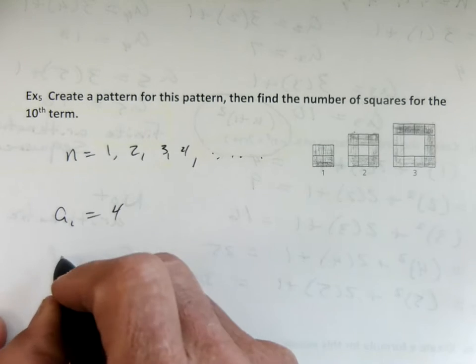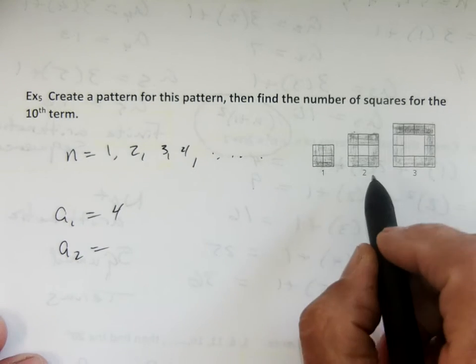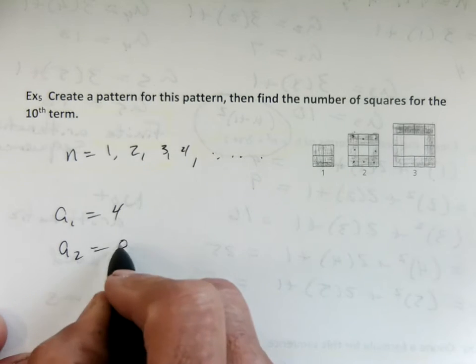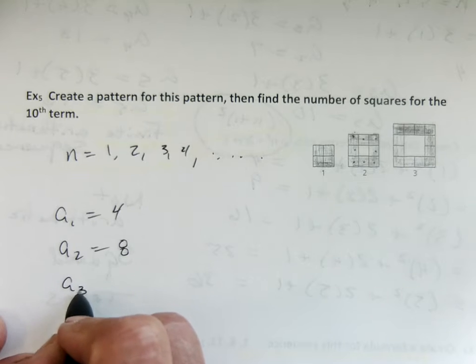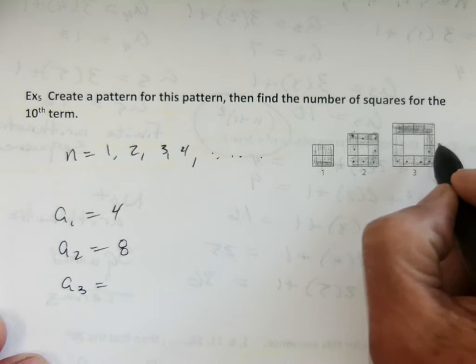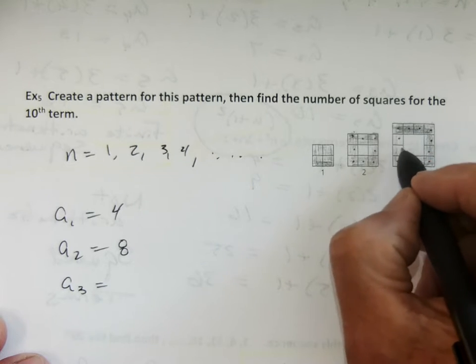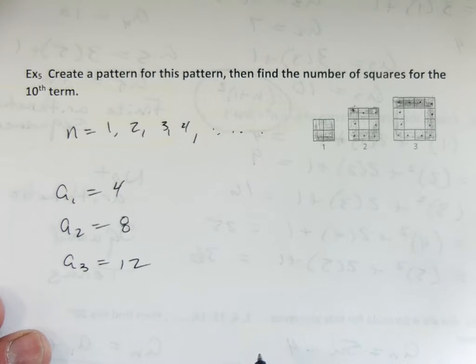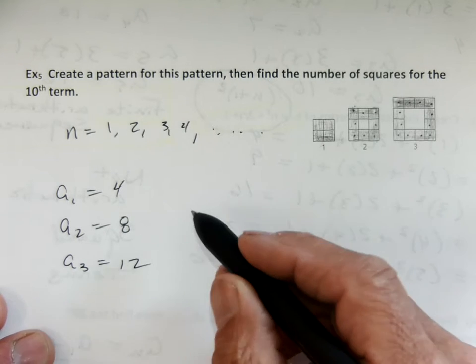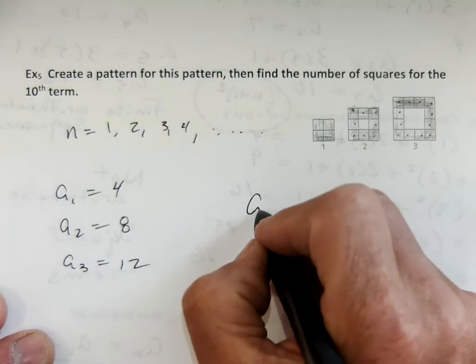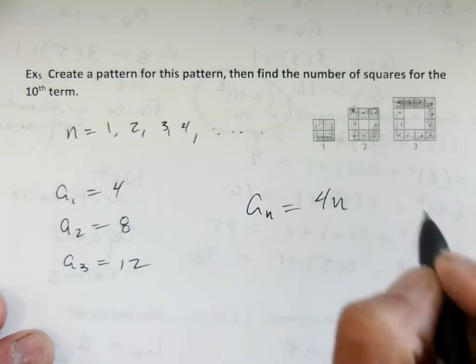1, 2, 3, 4. A of 2, let's see, how many squares does A of 2 have? 1, 2, 3, 4, 5, 6, 7, 8. All right. A3 has 1, 2, 3, 4, 5, 6, 7, 8, 9, 10, 11, 12. What do you think's going on? Yeah, it's always just multiplied by 4, right? So we could say that A of n is equal to 4n.